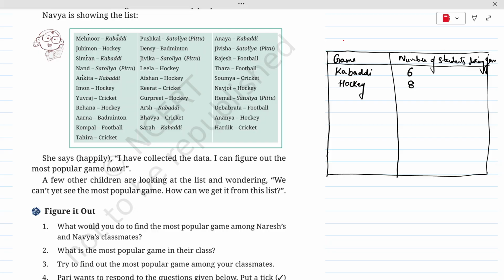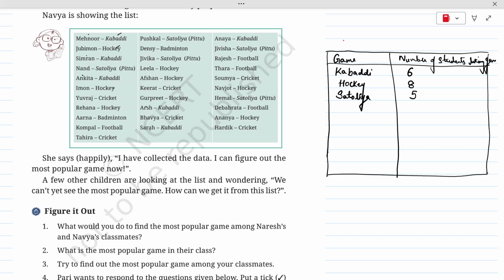Next, we have done kabaddi, we have done hockey. Next, we have pittu, which is also called satolia. Okay, so I'm writing this name. So this is Nand, 1. Nobody in this group now. Pushkal is 2. Jivika is 3. Jivisha is 4. And Himal is 5. So there are 5 people who like this game.